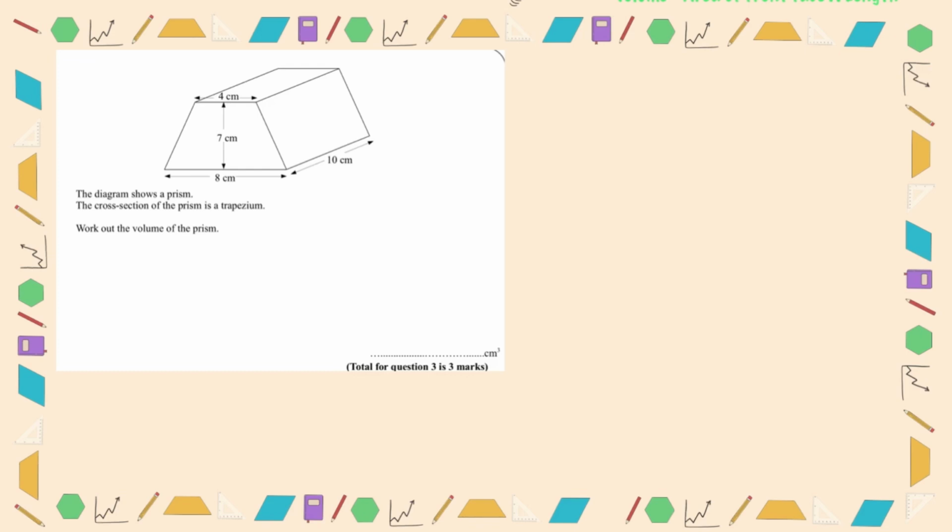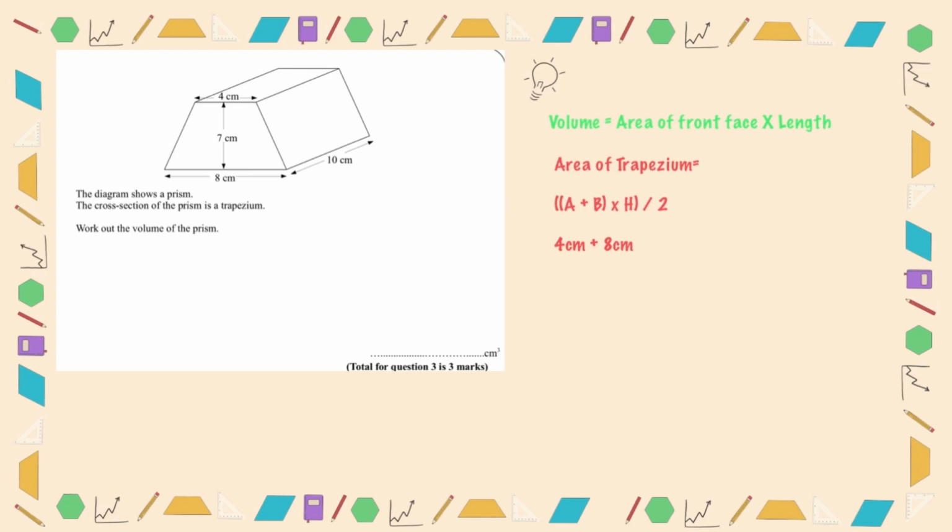Let's have a go at a volume question. The diagram shows a prism. The cross-section of the prism is a trapezium. Work out the volume of the prism. So here we've got two things that we need to know. The volume, which is area of the front face times length, and also the area of trapezium, because the front face is a trapezium. So now let's put all our numbers into the formula. So area of trapezium, which is top, add the bottom, doesn't matter which way around. So 4 centimeters, add 8 centimeters, which is going to give us 12 centimeters.